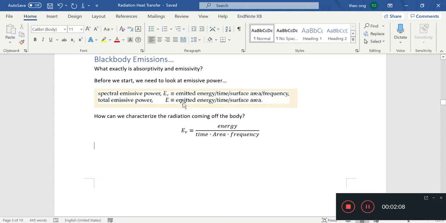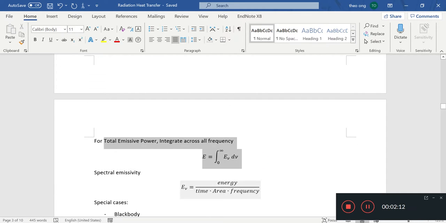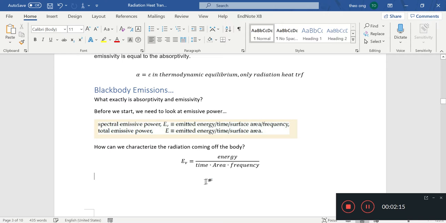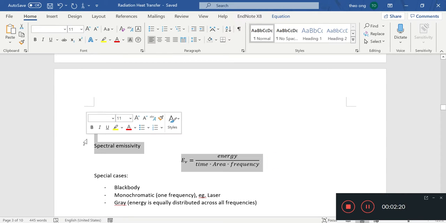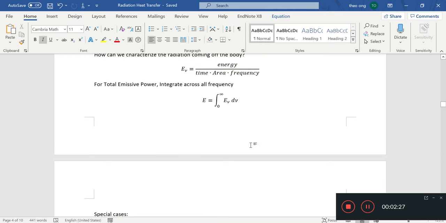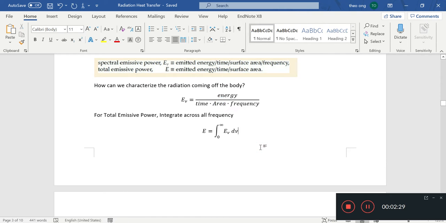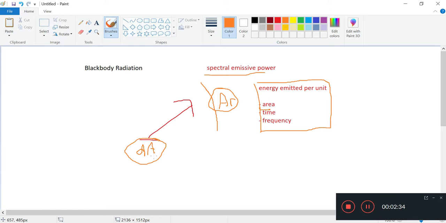For the total emissive power, you just integrate this across the frequency. So I'm just going to copy this up and put it here. This is a spectral emissive power, just so you are clear. It's energy per unit area, per unit time, per unit frequency. This is the area we're talking about.